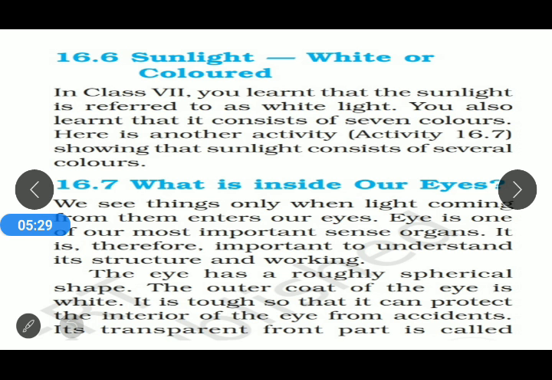Now the next topic is how we are able to see our surroundings. For that purpose, nature has provided us eyes. The eye is a very important organ in our body, the most important among the 5 senses, and with its help we can see our surroundings. So now we are going to discuss the structure of the eye.